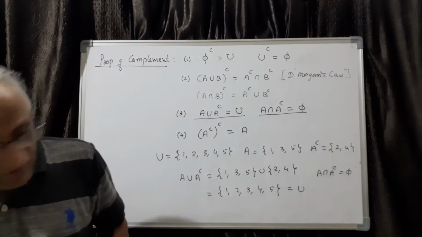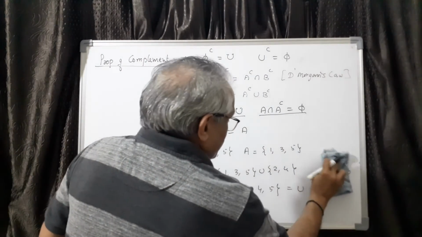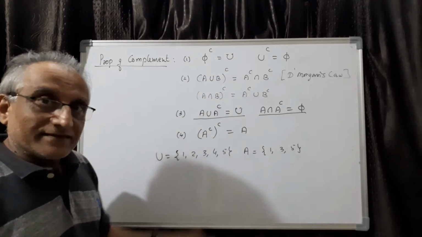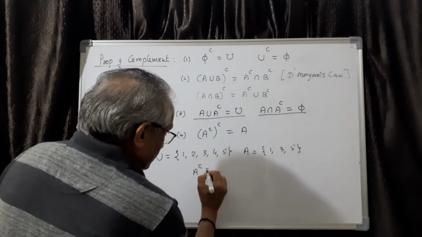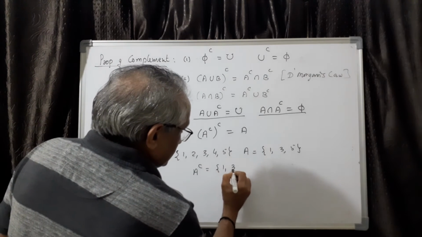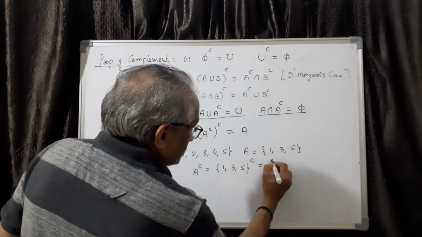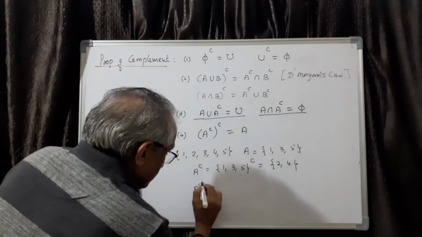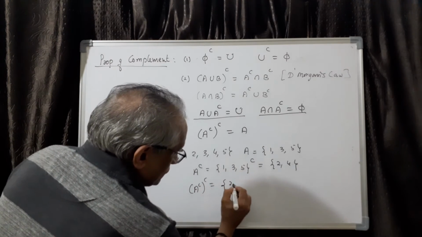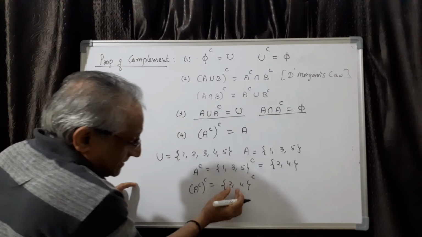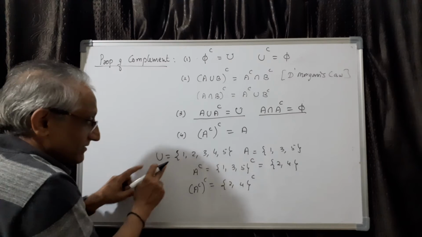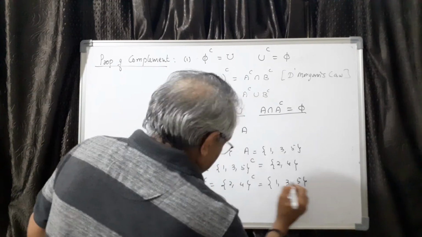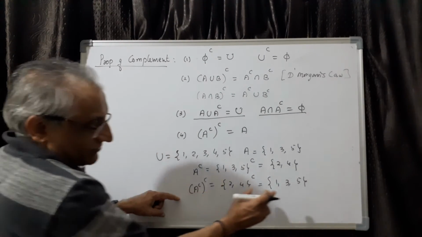Now, with the same example, we can also verify. See, if you take A equal to 1, 3, 5, A double complement is same as A. First you find A complement. What is A complement? It is the complement of 1, 3, 5, which is 2 and 4. Now, its complement means I have to take 2 and 4, and whatever is not here I should write, which is there in U. So definitely this should be 1, 3, 5. Therefore, A complement complement equal to 1, 3, 5.